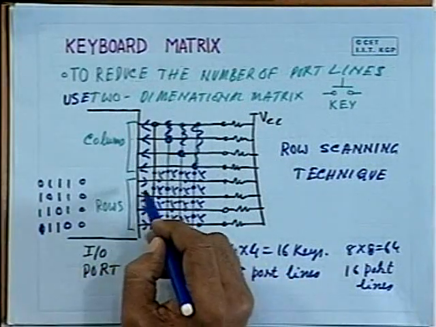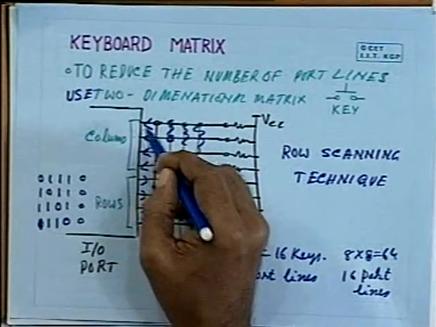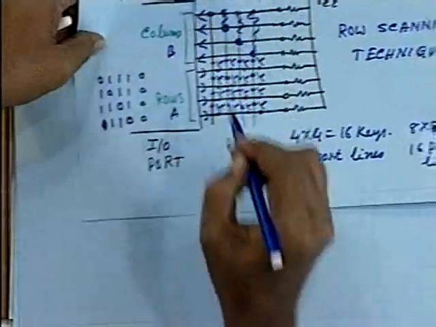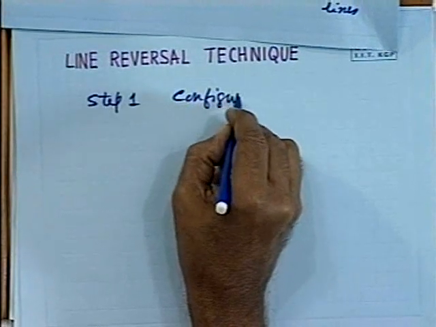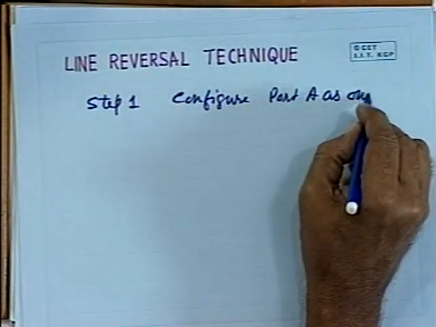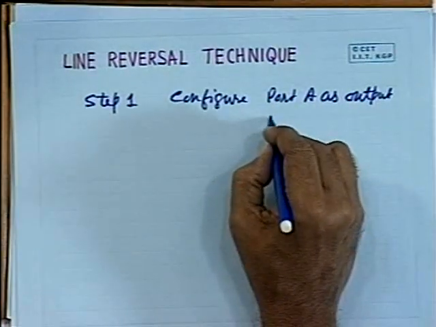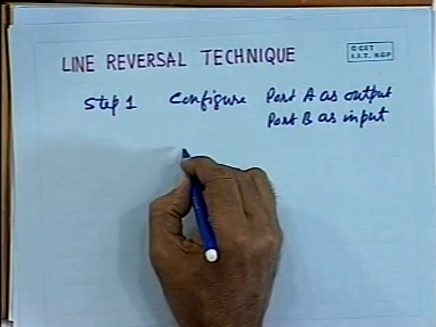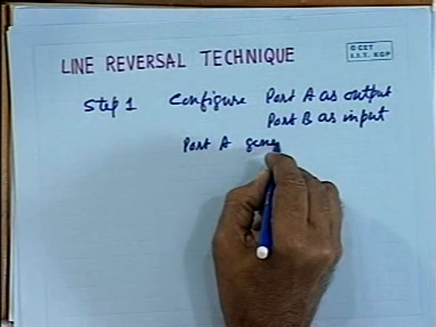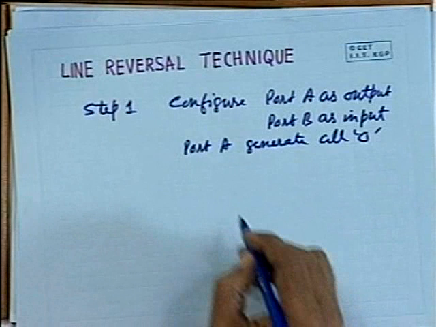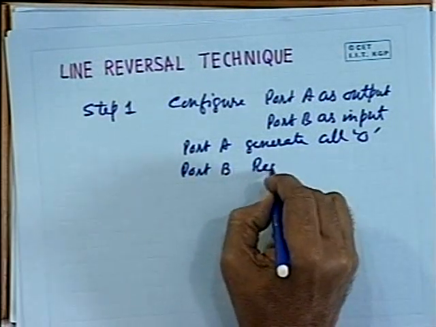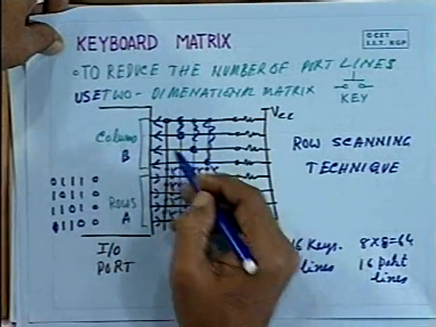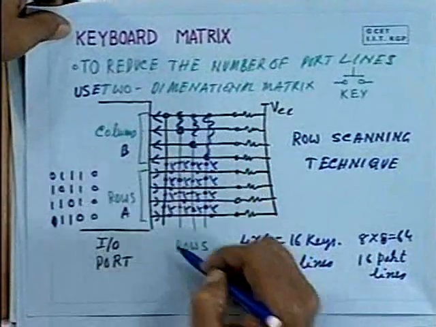What you do, you first configure these ports as output, these ports as input. In step 1, say this is port A and this is port B, let's assume. So configure port A as output and port B as input, and then on port A generate all 0, and on port B you read data. So you have configured port A as output and port B as input, then you have generated all 0 here and read the value here.